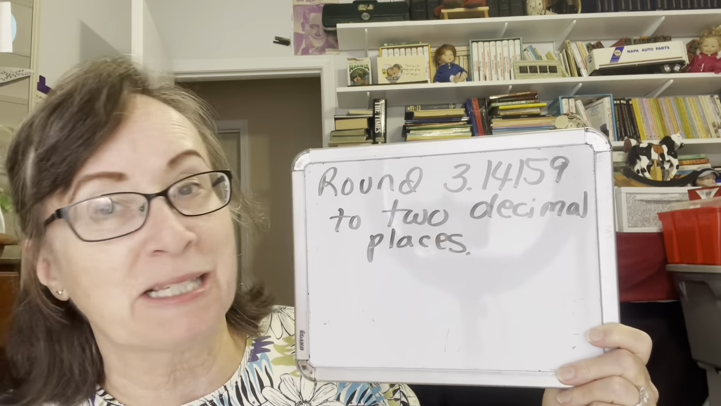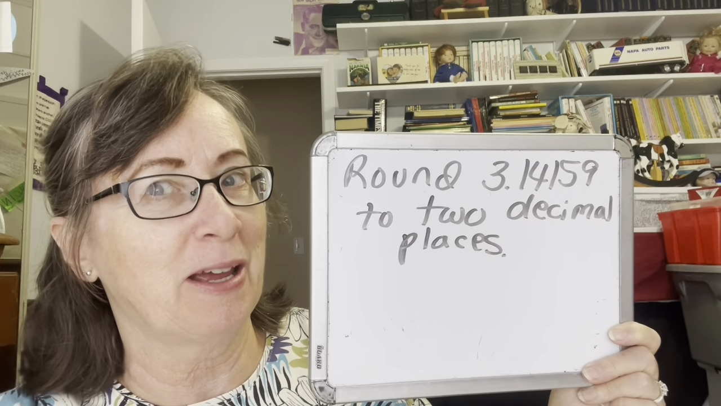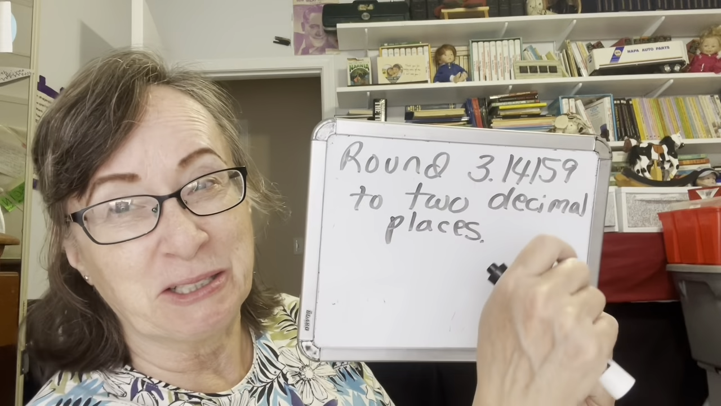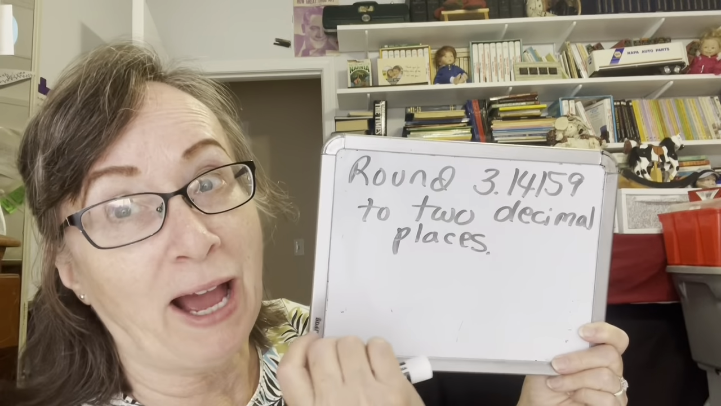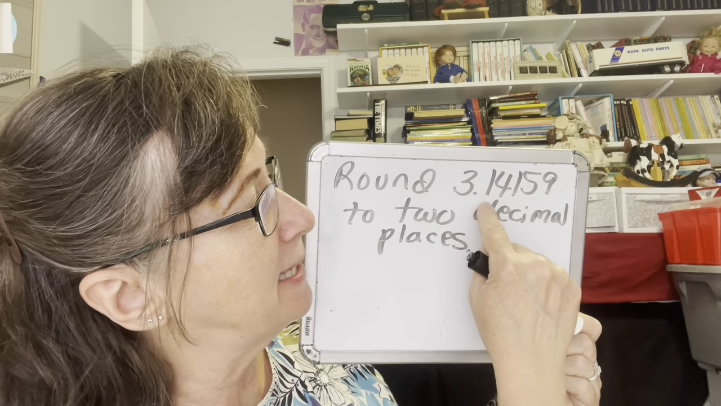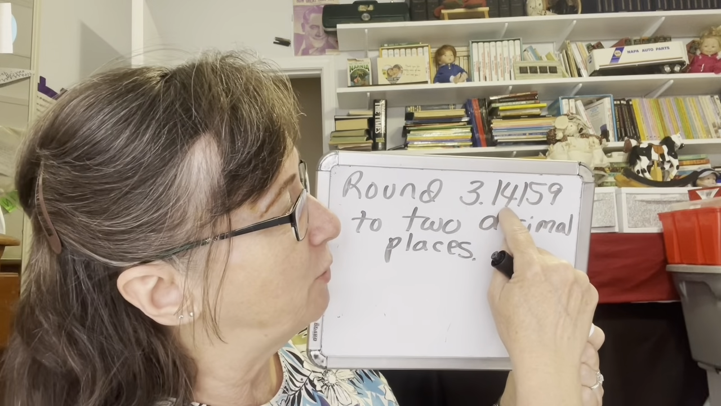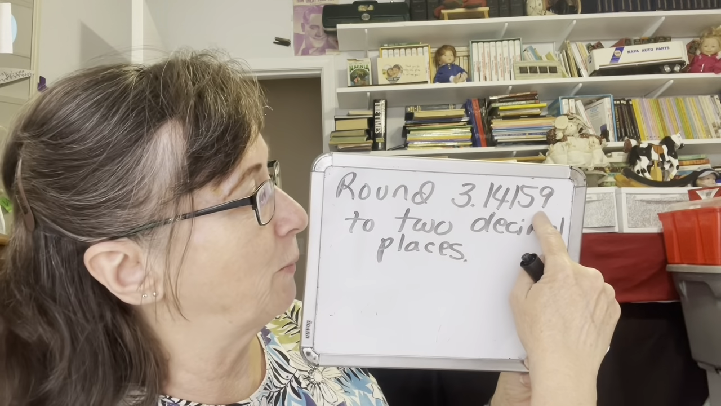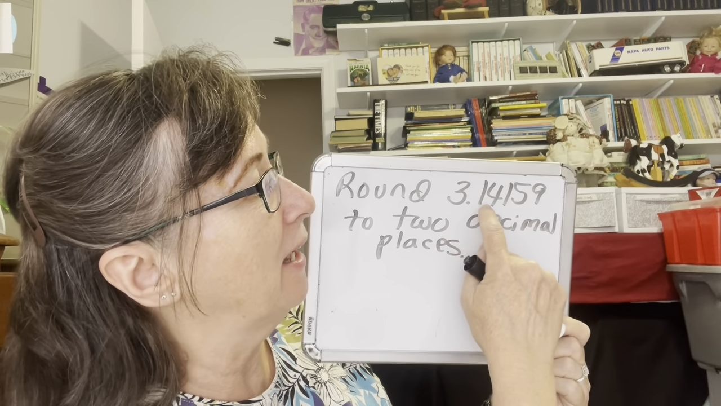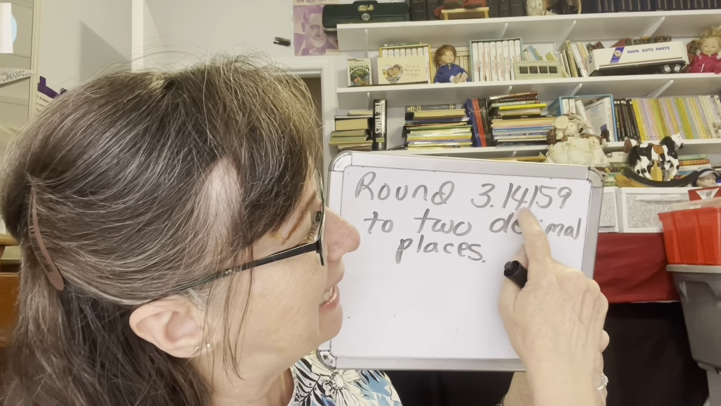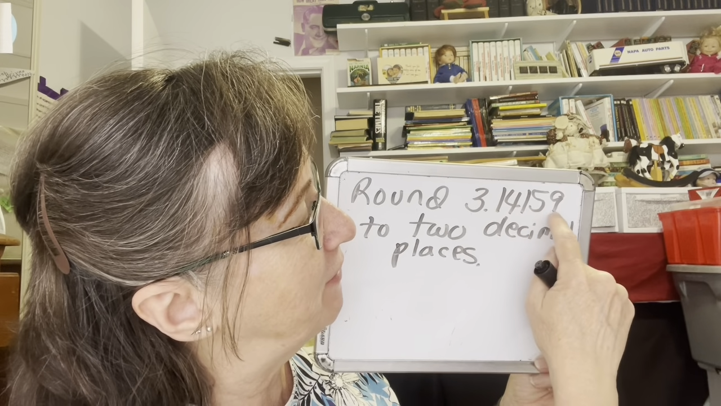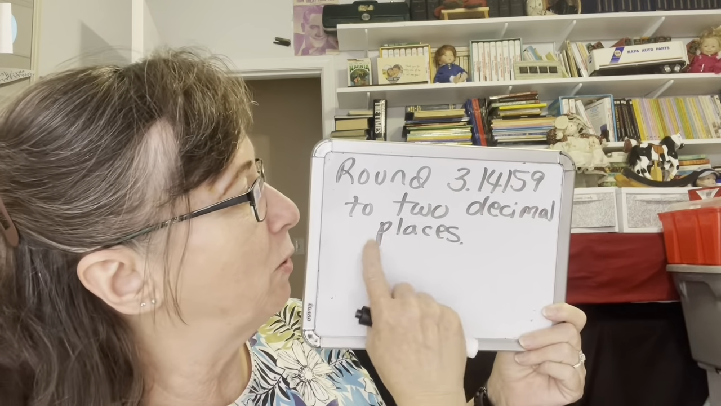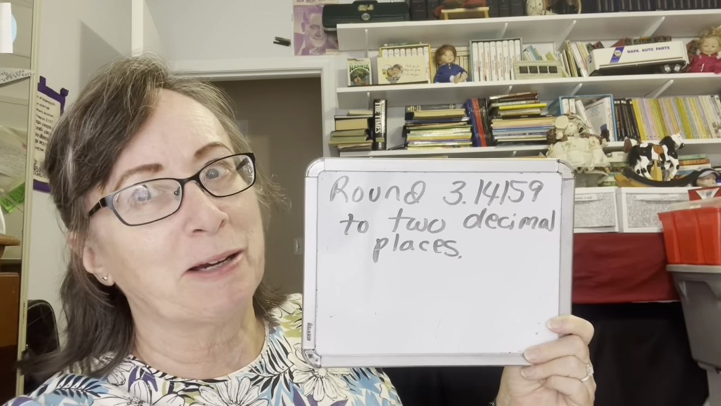Okay, so here we have the next example, which says round 3.14159 to 2 decimal places. Now, let's practice reading that decimal correctly, which very often we don't, but we should know how to read it correctly. So this is the tenths, hundredths, thousandths, 10,000ths, 100,000ths place. So we would say 3 and 14,159 100,000ths. And we're rounding it to 2 decimal places, which will be much easier to read.